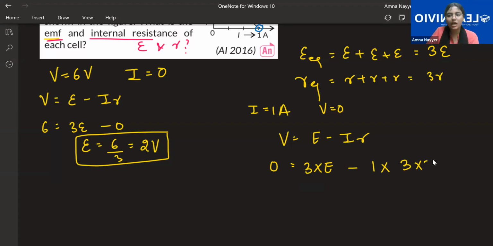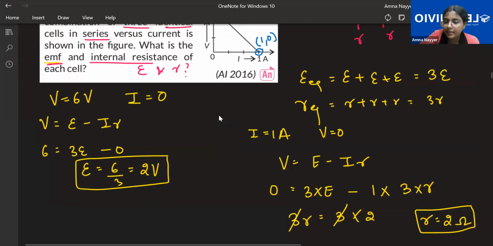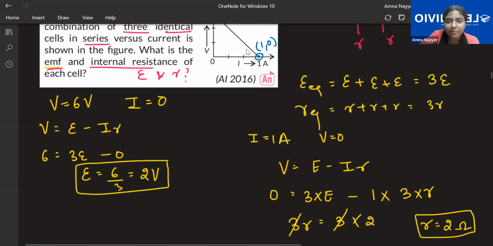What is internal resistance? 3R. Now from here, if I shift this, 3R is equal to 3E and E is 2. 3 gets cancelled, R is equal to 2 ohms. So we have got the values of resistance and EMF using the graph. Tell me, is this graphical question clear to all of you? Should I repeat?